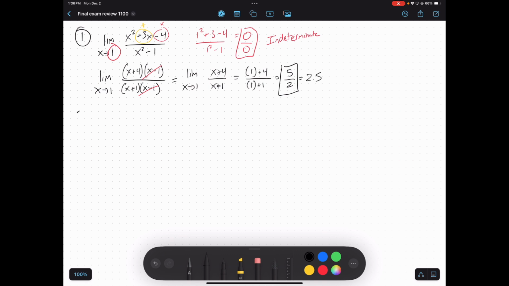Okay. Number 2 is talking about the difference quotient. So it gives me a function.